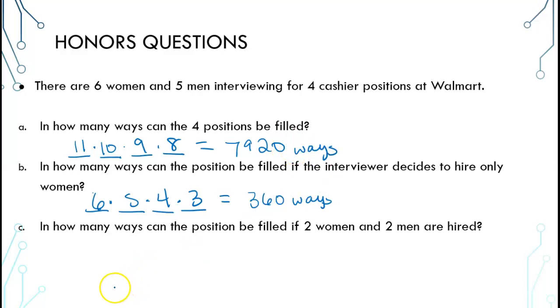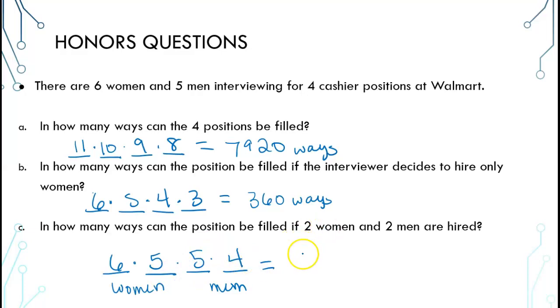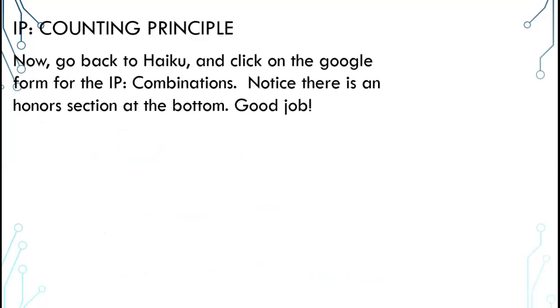And then for C, how many ways can the positions be filled if 2 women and 2 men are hired? Well, this is similar to the one we did about the musicals and the dramas. We have women for these 2 positions and men for these 2 positions. For the women, we have 6 to choose from, then 5. For the men, we have 5 to choose from, then 4. So we do 6 times 5 times 5 times 4, and we get 600 ways in which those can be chosen.